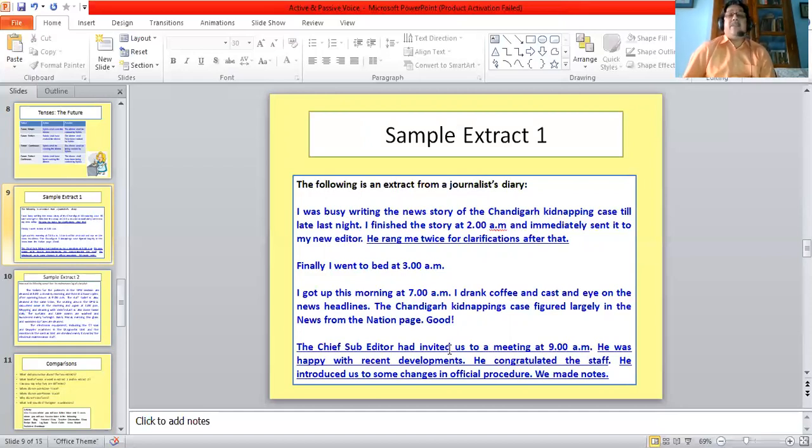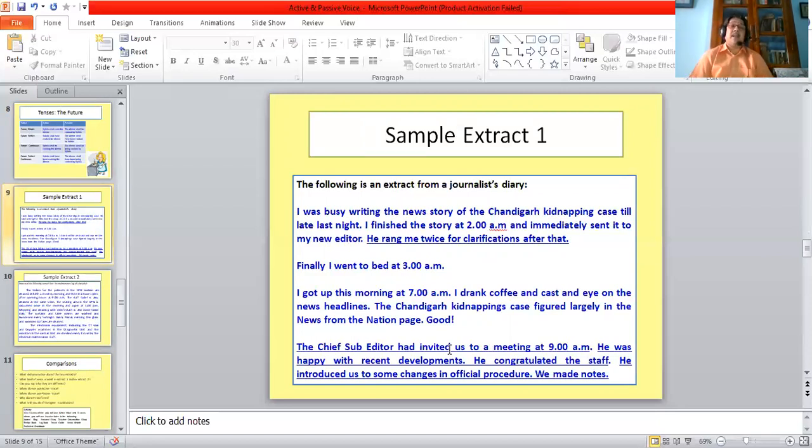I was busy writing the news story of the Chandigarh kidnapping case till late last night. I finished the story at 2 a.m. and immediately sent it to my news editor. He rang me twice for clarifications after that. Finally, I went to bed at 3 a.m. I got up this morning at 7 a.m. I drank coffee and cast an eye on the news headlines. The Chandigarh kidnapping case figured largely in the news from the Nation page.